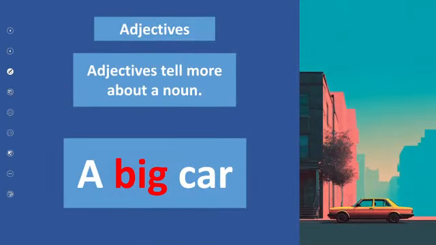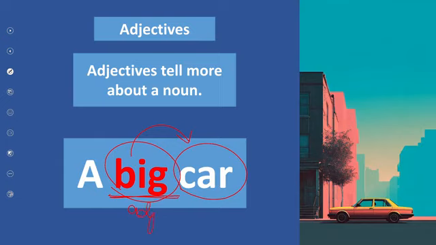So what are adjectives? Let's revise it. Adjectives tell more about a noun. So we have a car over here. This word big gives me the idea the car is big. It is helping the noun. It is telling more about a noun. So big is an adjective.